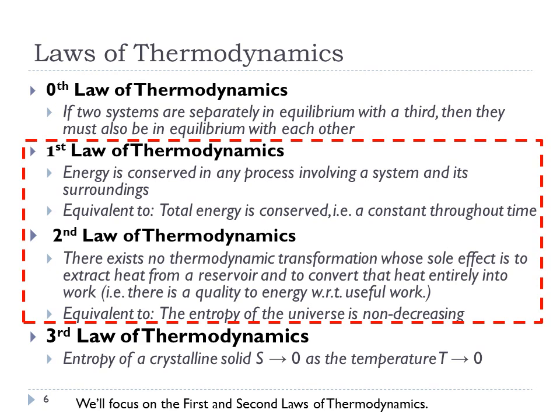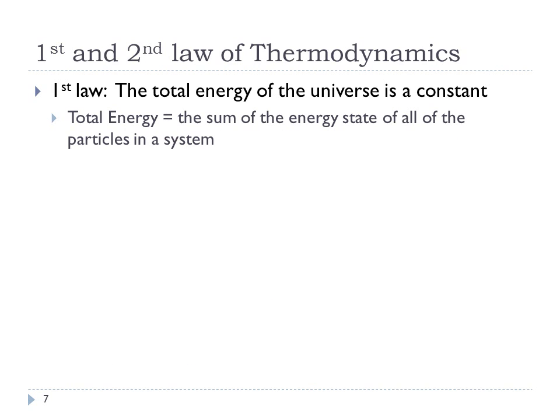In this course, as I said, we'll focus mostly on the first and second laws. So let me state them over again. The first law is saying the total energy of the universe is a constant. So if we were to sum up all the energy states of all the particles in a system, that number would stay constant.